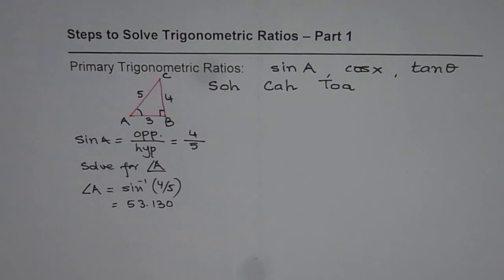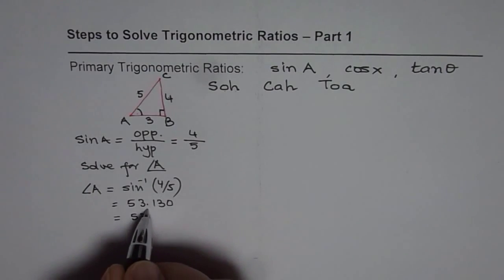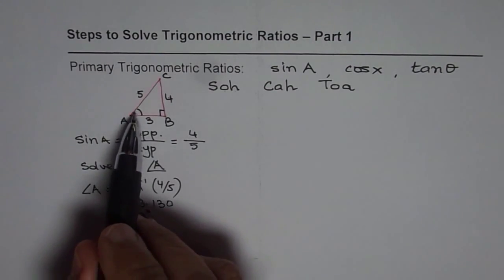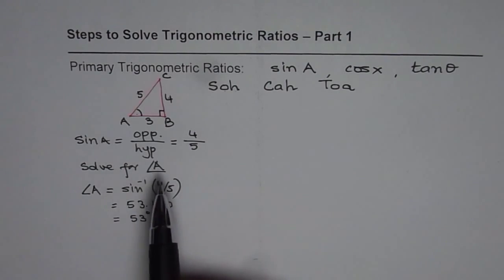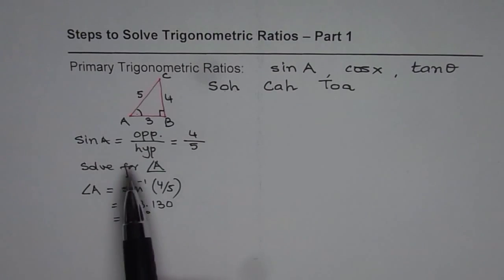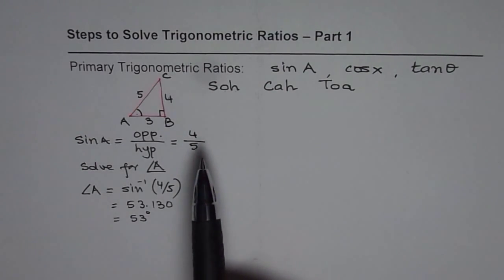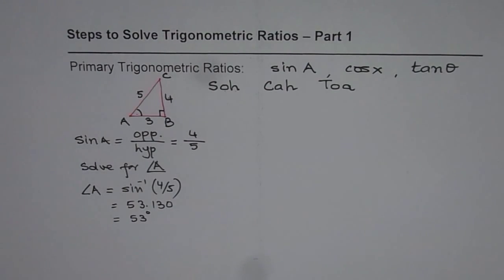At times you may be required to round it to the whole number. So let's round this one to the whole number. It is 53 degrees. It means that angle A is 53 degrees. That is solving for a triangle. Once you know angle A, you can find all other angles, correct? As an exercise, you can find sine of C and the other ratios for the given triangle. But anyway, one way to solve for trigonometric ratios is using the right triangle itself.